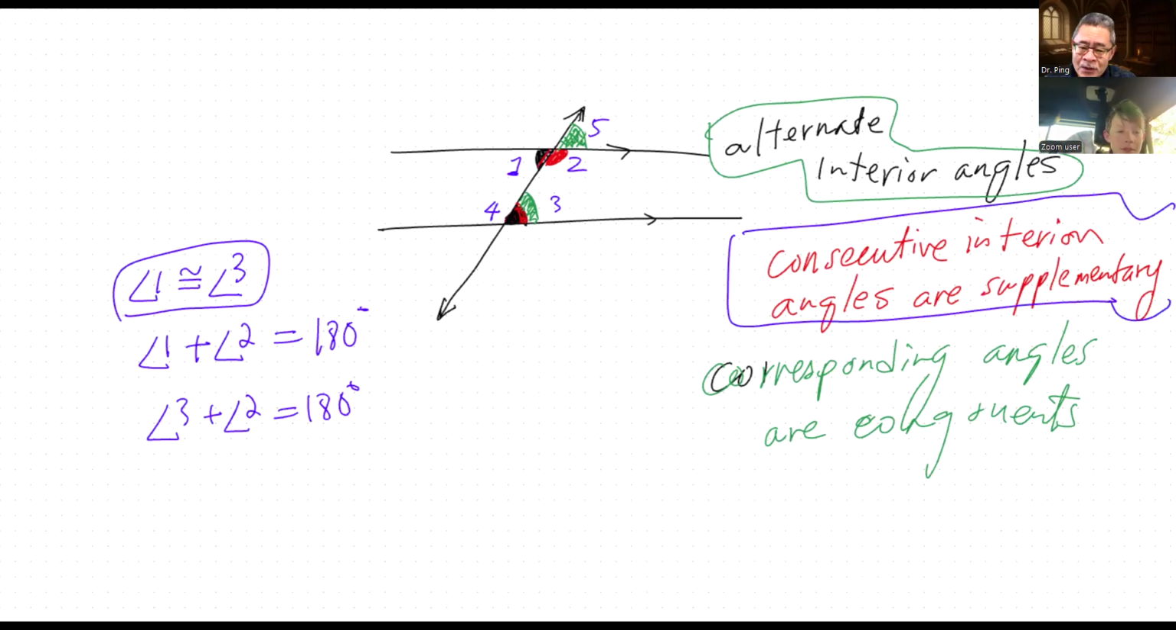Now you can also see that angle five, what's the relationship between angle one and angle five? So basically we're saying two lines intersect. There is angle here, is angle here. What's the name of those two angles?